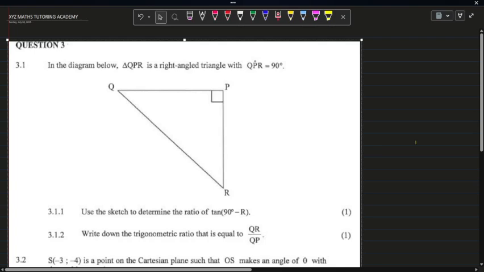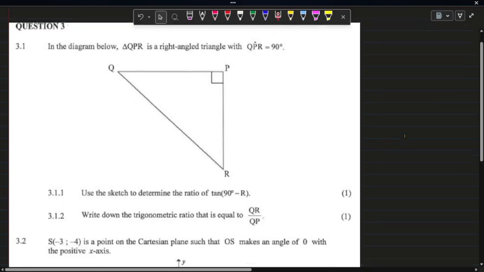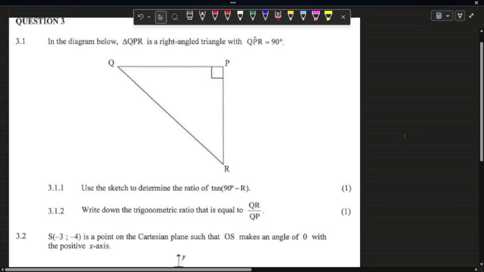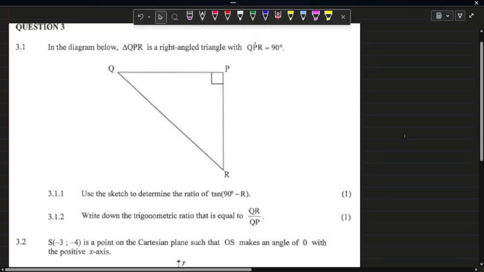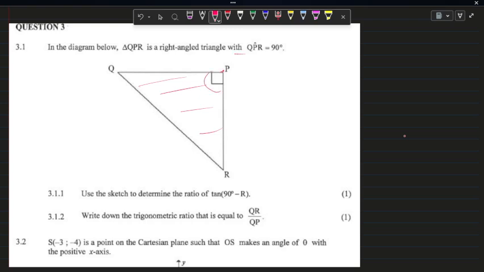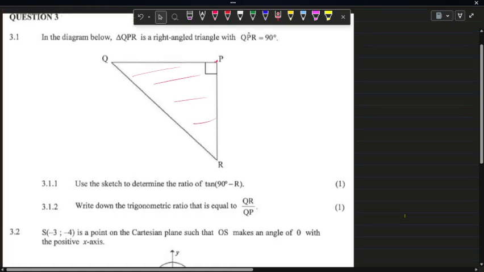Okay, so now we start working on exam questions associated with trigonometry. Let's begin with question 3. Question 3 says that in the diagram below, triangle QPR is a right-angled triangle with angle QPR, this angle, being equal to 90 degrees. We can see all of that in our diagram.